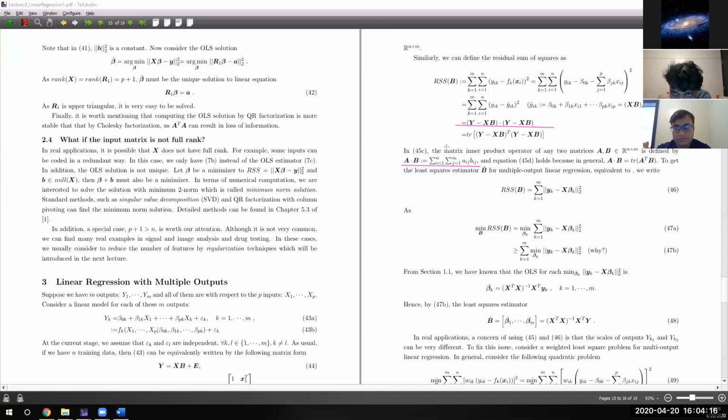So in general, the inner product A dot B can be written as the trace of A transpose times B. Remember the trace, the sum of the diagonal elements. This is very easy to verify. Just think about it and you will get this. And hence, I have this. Now the question is how to minimize this RSS with respect to B.